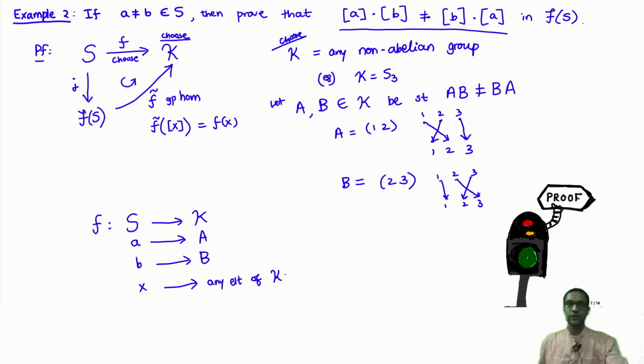Okay, so if you want something concrete, for example, I can send all of them to the identity of K if you wish. So this choice really doesn't matter. You can do what you want. Okay, so I hope this is clear so far.